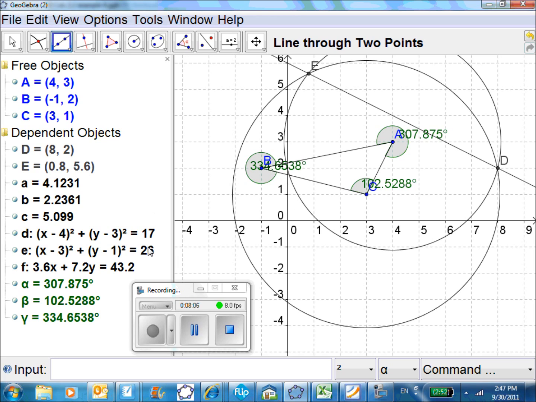And so what's this thing? That's with C as the center. That's the center of (3, 1), right, and this really big radius. Okay. And what's this?